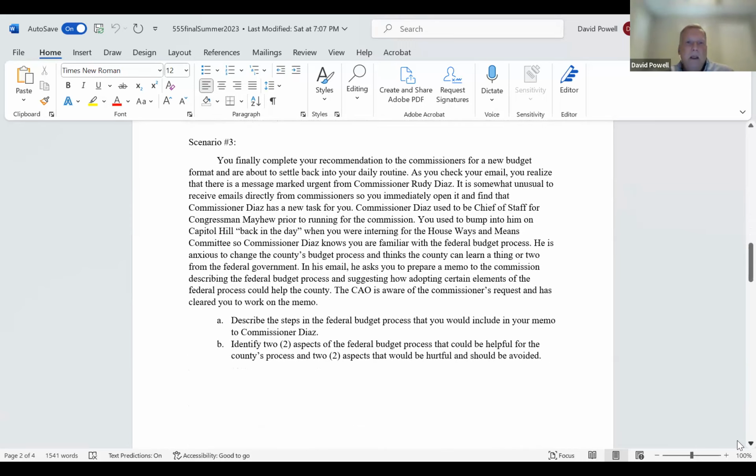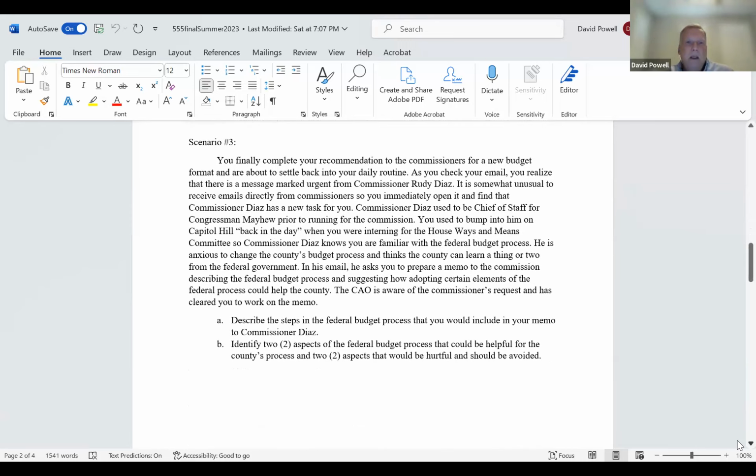In his email, he asks you to prepare a memo to the commission describing the federal budget process and suggesting how adopting certain elements of the federal process could help the county. The CAO is aware of the commissioner's request and has cleared you to work on the memo. So there's no pushback from the CAO's office. Your boss has told you go ahead and work on this memo for Commissioner Diaz.